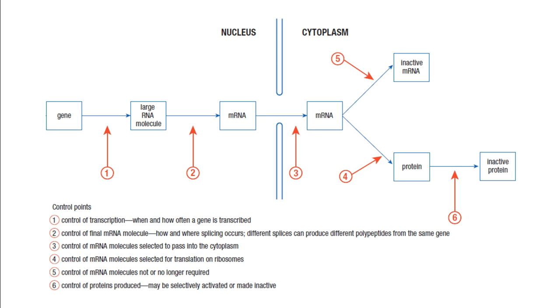Then there's the control of the mRNA molecule. So this can control where splicing occurs, and therefore different splices can produce different polypeptides. We can control the mRNA molecules that pass into the cytoplasm for translation. We can control the molecules that are selected for translation. There are sometimes mRNA molecules that are no longer required. And then the last one, we can control the proteins that are produced.